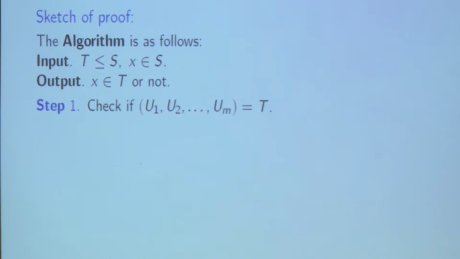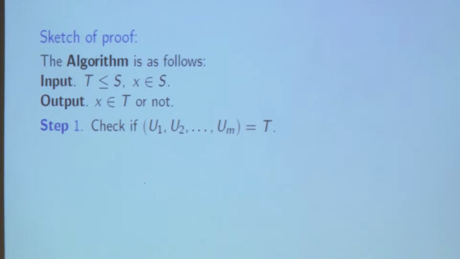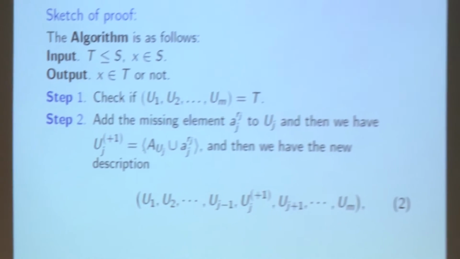So the algorithm is, now the input we have T, and we have the element that you asked me about, whether it's in T or not. And the output is whether X is in T or not. So the first step, we will take a very small sub-semigroup from each free monogenic semigroup. And then we will see if the disjoint union of these U's gives me T or not. If yes, we stop. We're done. If not, we go to the next step. So that means there's an element that is not in our semigroup. I will add this element.